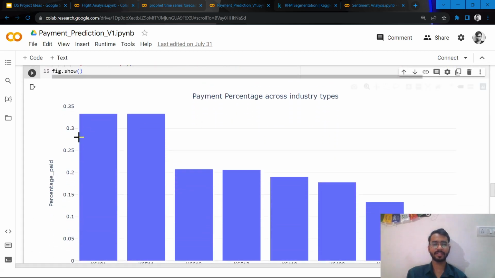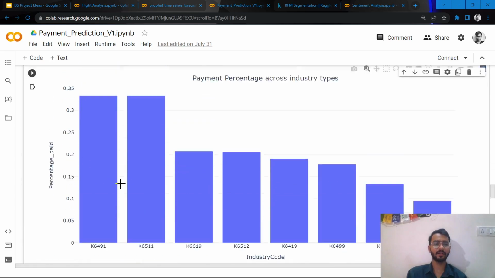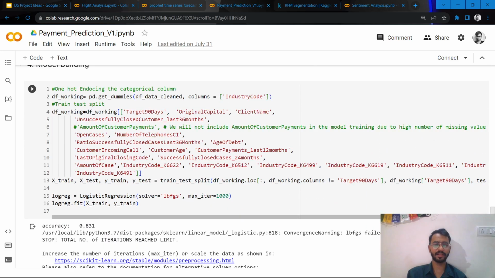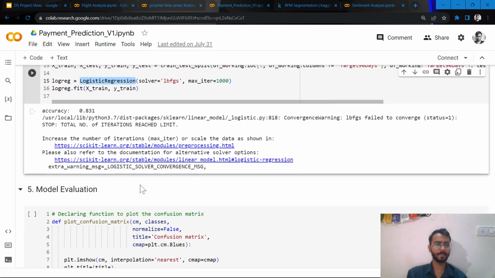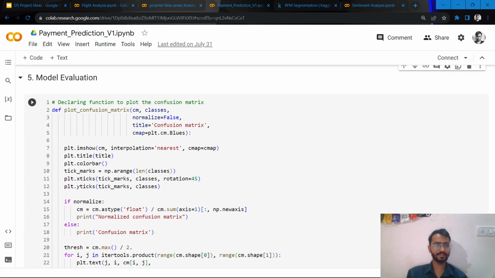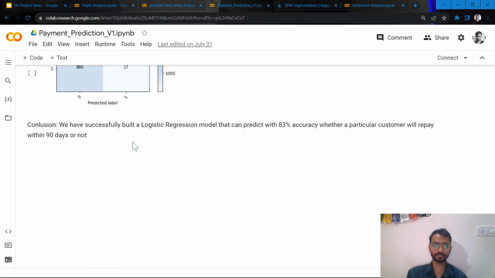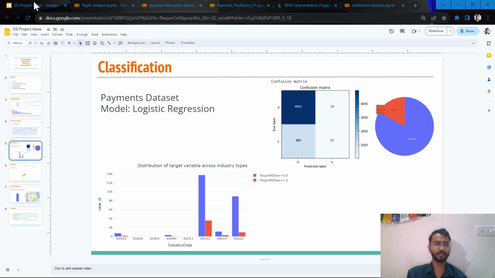Okay, so payment percentage. Across various industry types, we have the percentage of customers that paid on time. Then we've built a model, a logistic regression model. Then we evaluate the model, where we have built a confusion matrix, and we have mentioned the accuracy as well. So you can directly use this code in your portfolio.